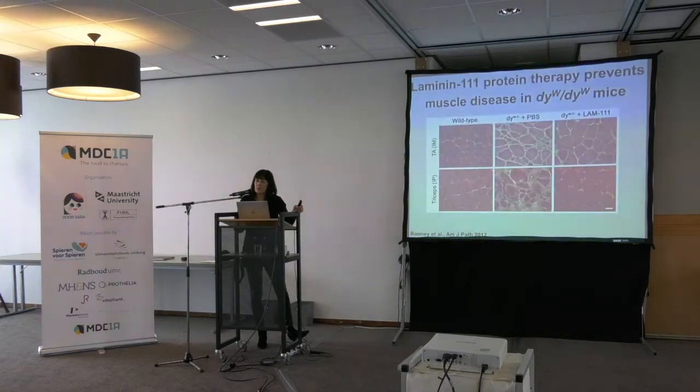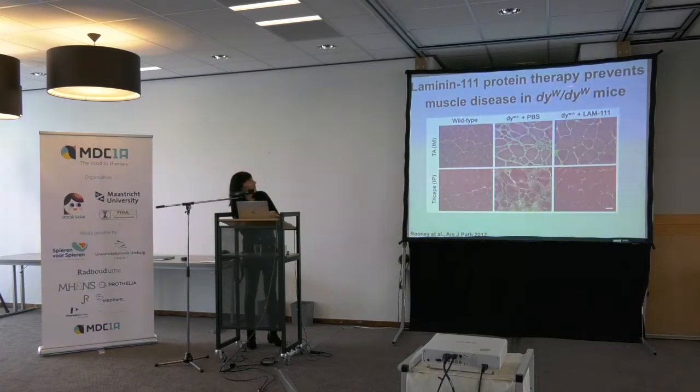So Dean Burkin, I told you about his work when it comes to integrin alpha 7, he showed in 2012 that if you inject laminin 111 as a protein, so that's direct injection of the protein, you can actually prevent muscle disease in the other mouse model, the DYW mice. So here you're looking at the cross-section, that's a TA muscle here, and you can see that it's quite dystrophic.